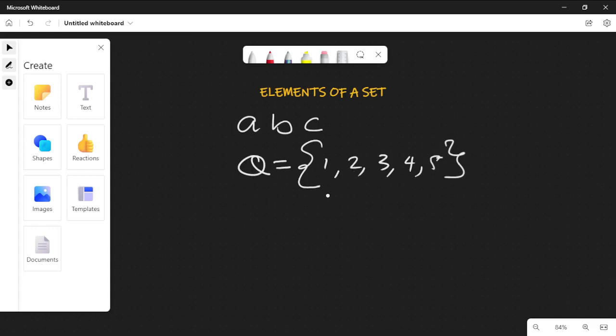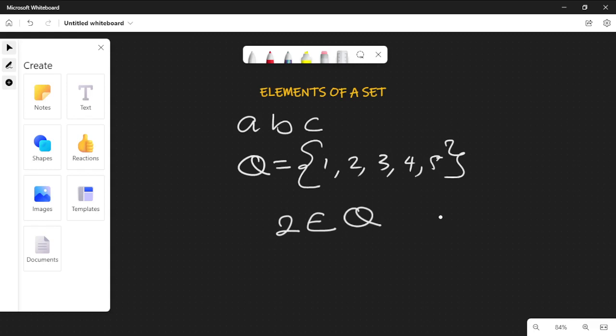Now, how do we write that in terms of notation? If I want to write that 2 is an element in Q, I'm going to write 2, can you see? And I'm going to use this sign, ∈. This simply means belongs to, and I'll write Q. So what this implies is that 2 belongs to Q. Have you seen it now? That simply means that 2 is an element in Q.